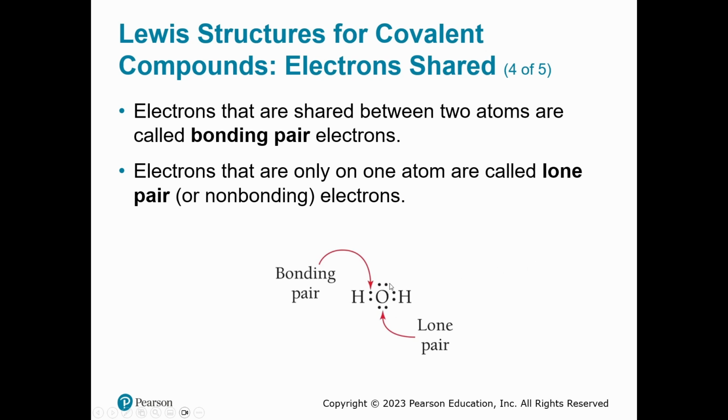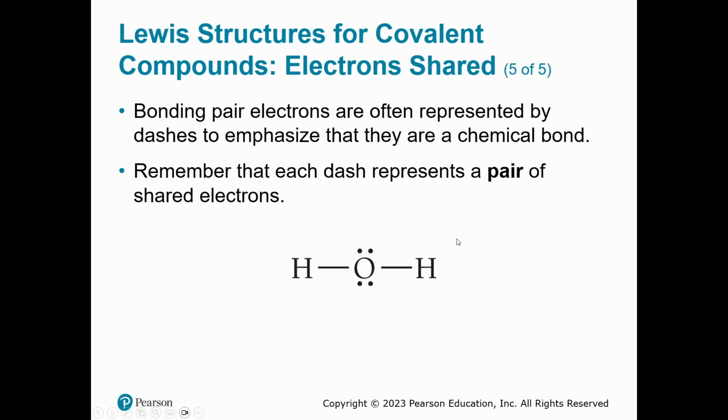If we have just a single electron, not a lone pair, that would be called a free radical. We'll see an example of that, but I'm not going to ask you about these. In general, if you have an odd number of electrons in a compound, it's very likely that you're going to have some type of free radical species.